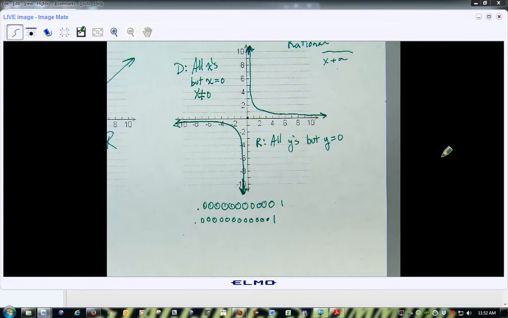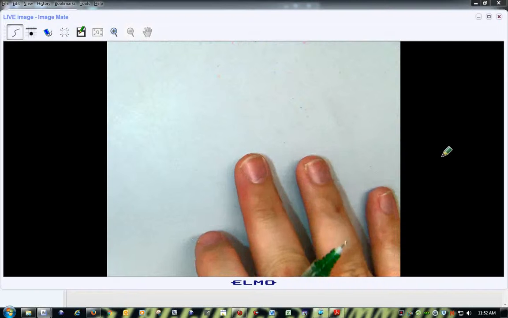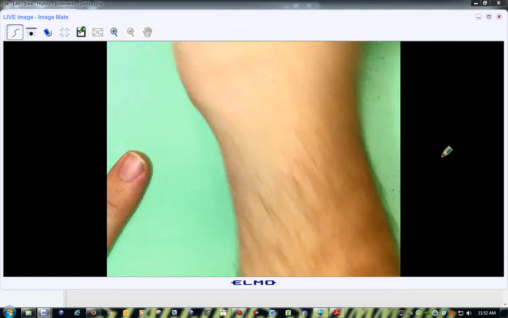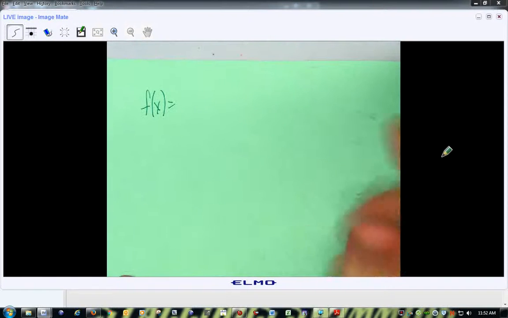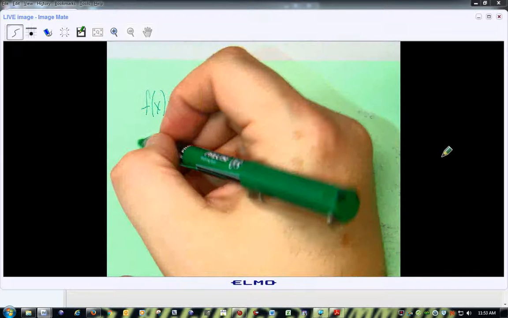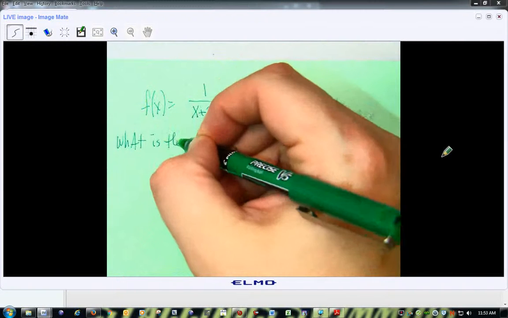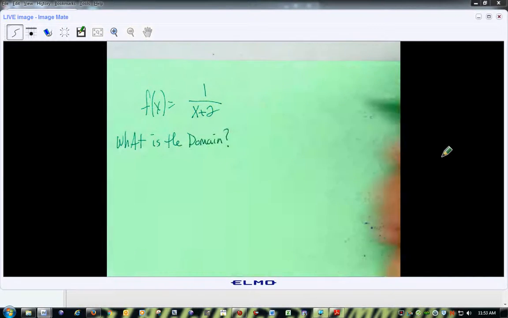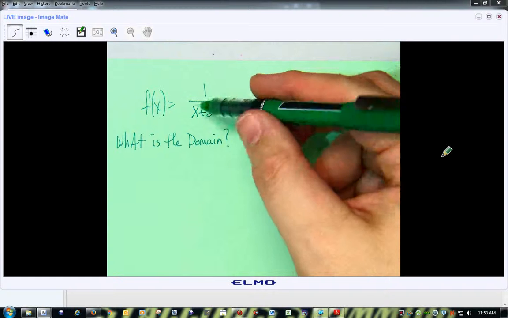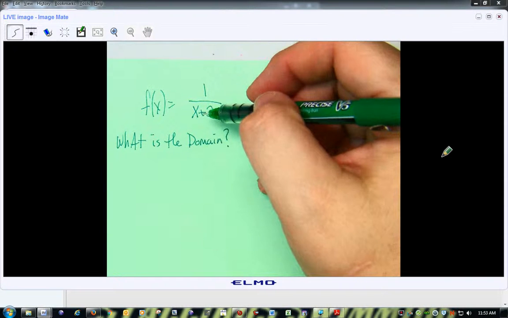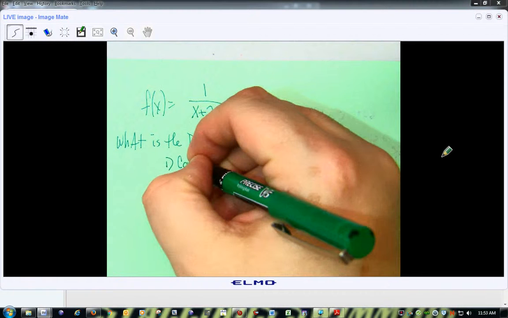All right, now, if I gave you this, and asked you, what is the domain? You don't need to graph it. Now, we have a division problem. What can't we divide by? Can't divide by what? 0.